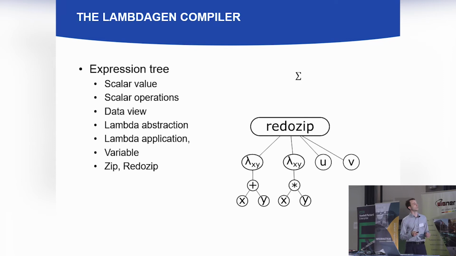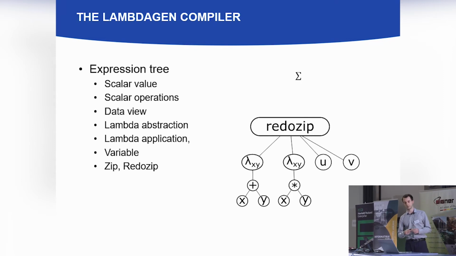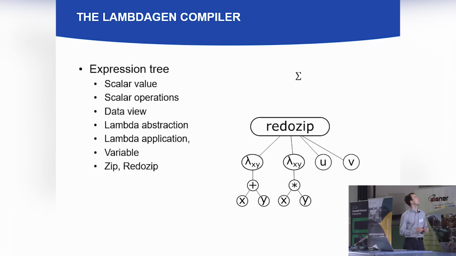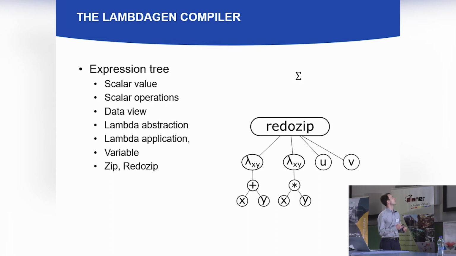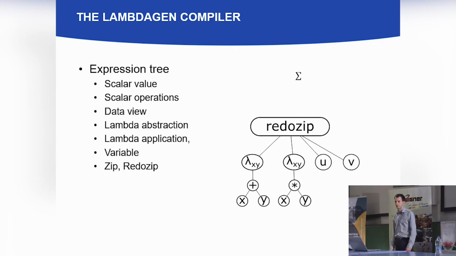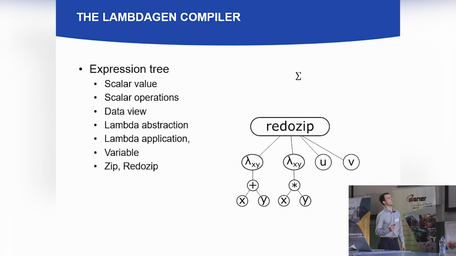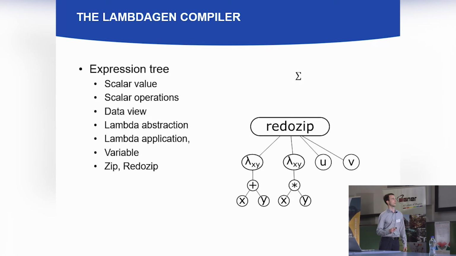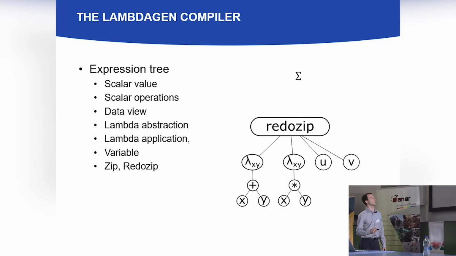So we have this compiler. Its input is an expression tree which has quite few nodes, which makes implementation and optimization way easier. Most of them are simple. We have this data view that is basically just a pointer with static size and stride information, and this redo zip, which is just the fused mapping and reduction. For example, you can describe a scalar, a dot product with two vectors, a function that zips them together, and then a function that sums the result.